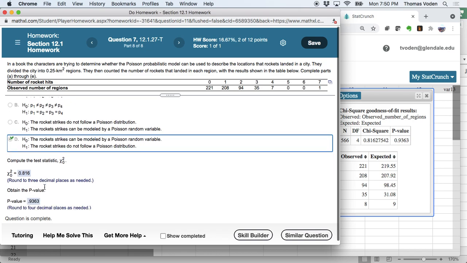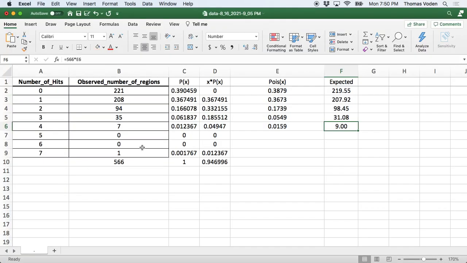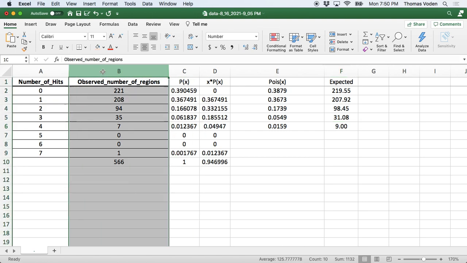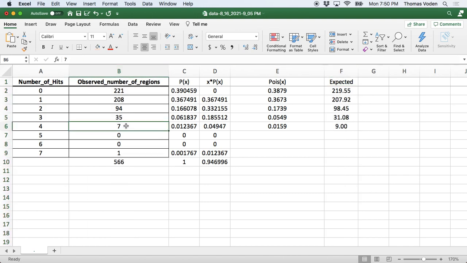So here's where I'm going to go back to StatCrunch because it makes these computations really fast and easy. So in StatCrunch, what you'll need, I'm here in Excel, I'm going to need observed, and I'm going to need expected. And remember, we changed this to an 8 because we've consolidated the last 4 rows.